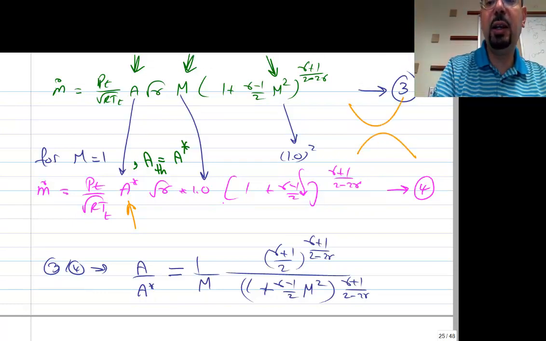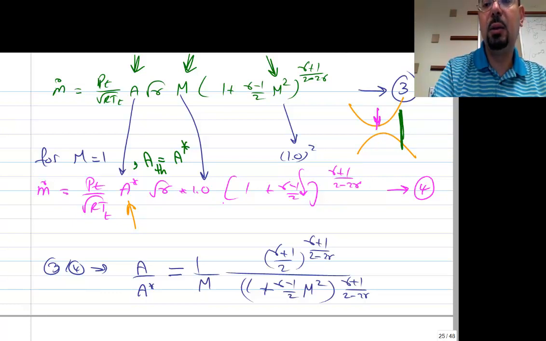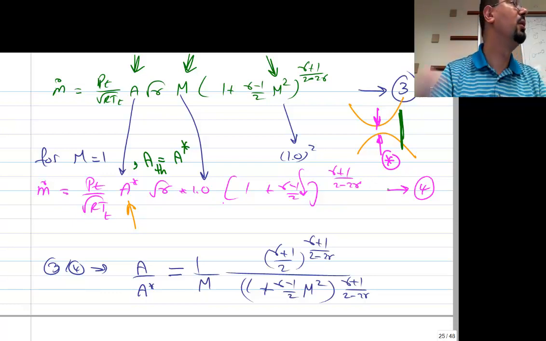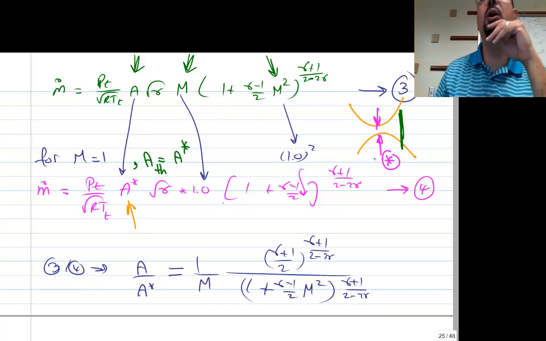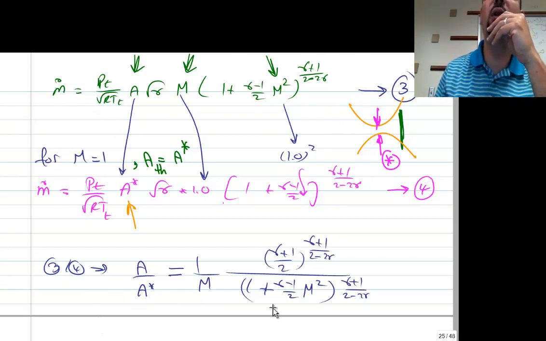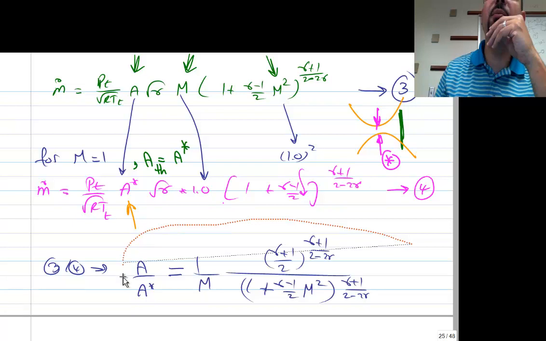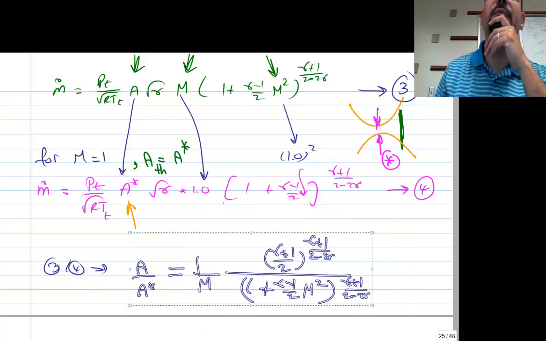So you can imagine that the green basically represents something like this. And the other color, that's basically this place, when the area is area star and the Mach number is 1. But between the two of them, they should have the same M dot, the same P total, the same T total. So if you divide the two of them, we are done.